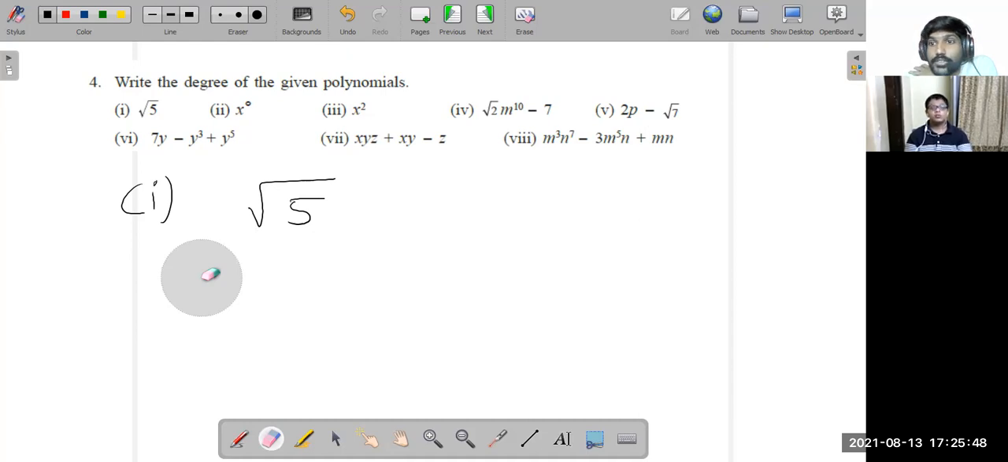Note one thing, there is no variable. Whenever you find the degree, you have to look at the power of the variable. Can you see any variable here? No, that means the variable is absent. So what do you do when the variable is absent?